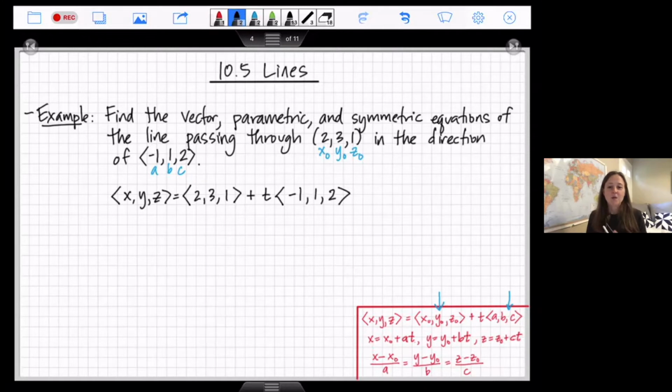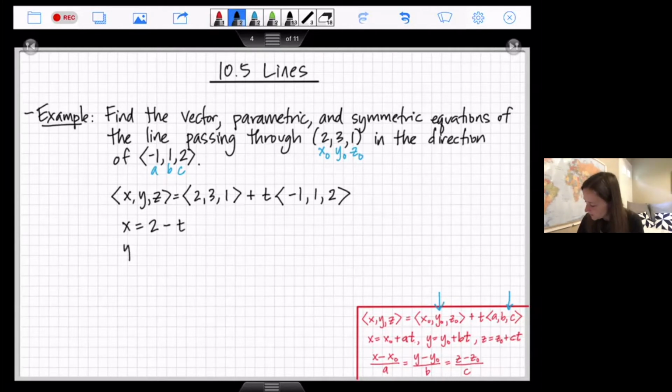All right, so you can plug into those parametric equations with the x naughts and a's, b's, and c's and all that, or you can just remember that this is equating the x, y, and z components of that vector equation that I just wrote down. Okay, so the x bits are equal to each other. X equals x naught plus t times -1, so that's going to be minus t.